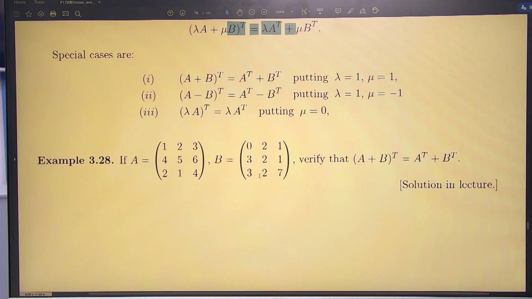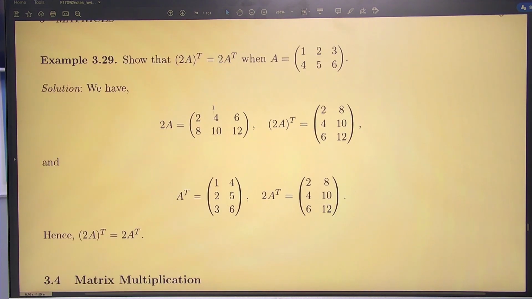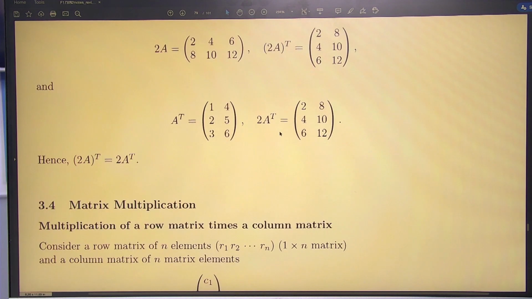First we find A plus B, then transpose. And on the right side of the equality, we find A transpose separately, plus we find B transpose separately, then we add these two matrices, right? Again, we have an example related to transpose of matrix and scalar matrices.